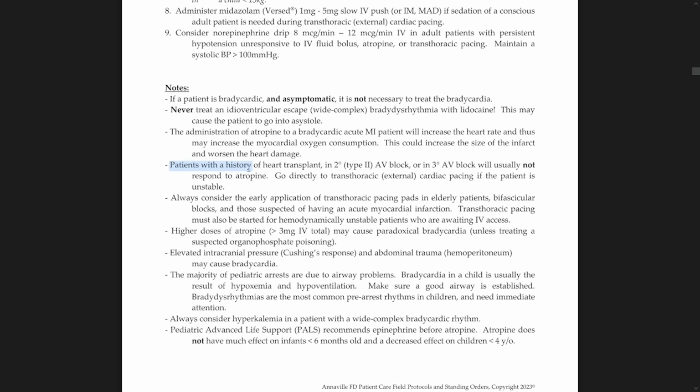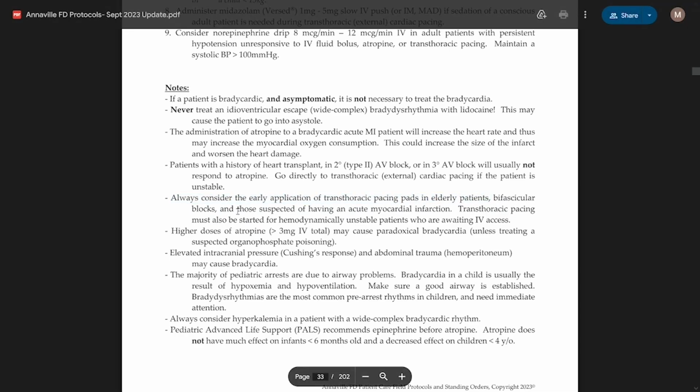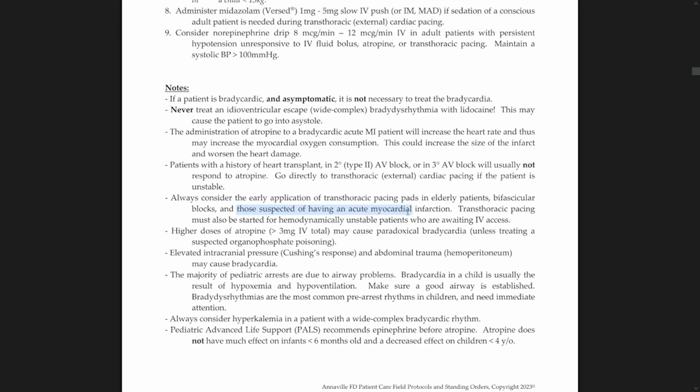Patients with a history of heart transplant in a second-degree type 2 or third-degree heart block will usually not respond to atropine. Go directly to transthoracic external cardiac pacing if the patient is unstable. Always consider the early application of transthoracic pacing pads in elderly patients, bifascicular blocks, and those suspected of having an acute MI or myocardial infarction. Transthoracic pacing must also be started for hemodynamically unstable patients who are awaiting IV access, so just don't delay it.